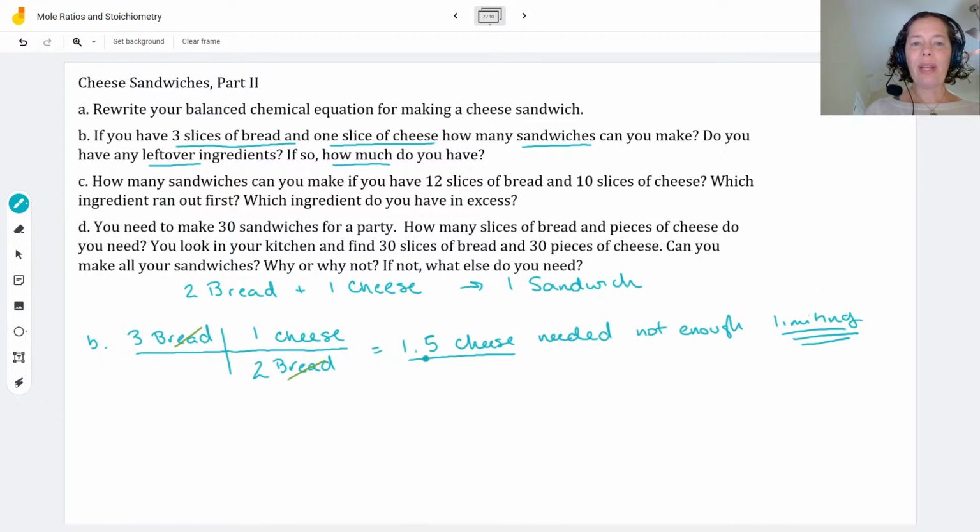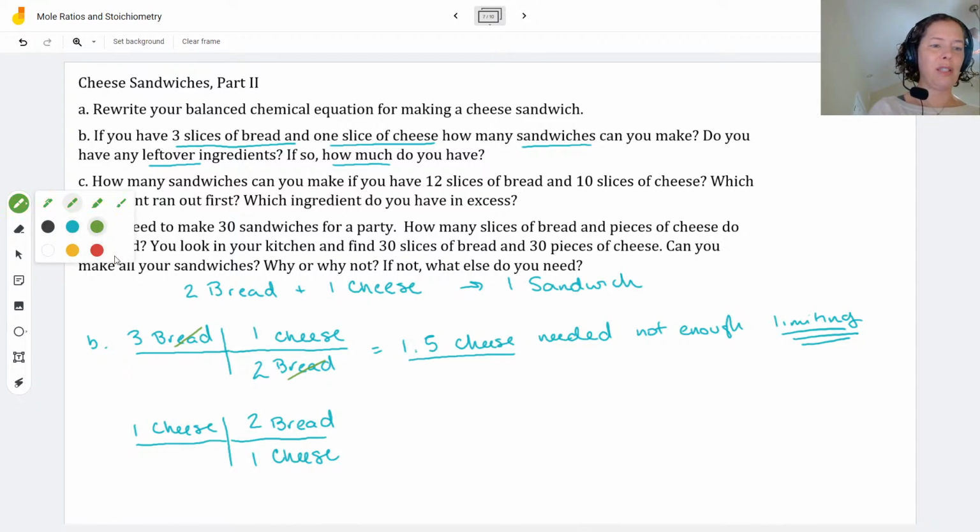Okay, so in this case, I'm going to test my 1 slice of cheese. So I have 1 cheese. And the question I am asking is, okay, I have 1 slice of cheese. How much bread do I need for that 1 slice of cheese? Okay, so I know that cheese is the unit I want to cancel. I'm trying to predict how much bread I need. Of course, this is a 1-to-2 ratio, just like my balanced chemical equation. Oops, let's show cancellation here.